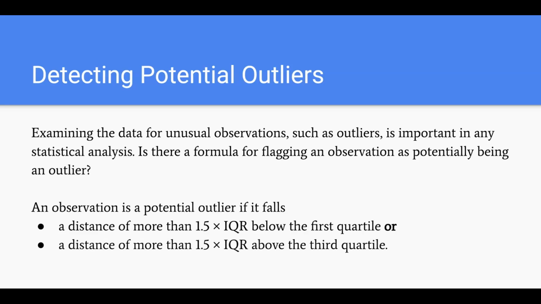Next, to the upper side, how do you determine if something is too big? If you do 1.5 times IQR and add it to Q3, we create something called the upper fence. If it's bigger than this upper fence, then we'll say it is just too big, so we're going to flag it as a potential outlier.